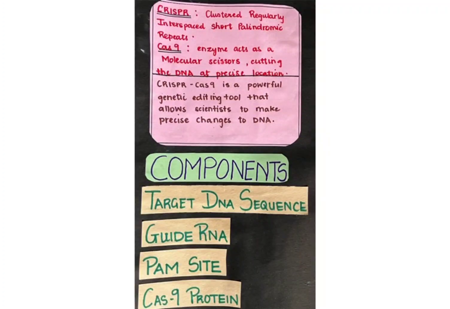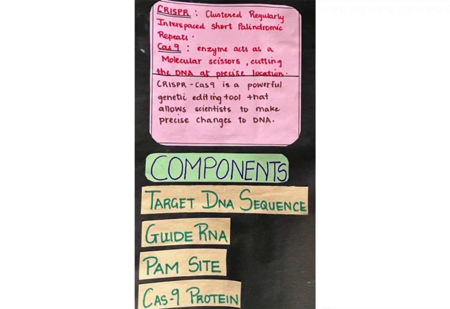The PAM site is like a little flag next to the mistake. It tells the CRISPR-Cas9 tool exactly where to begin its work. So the PAM site is super important because it helps to guide the CRISPR-Cas9 tool to the right spot in the DNA where changes need to be made.